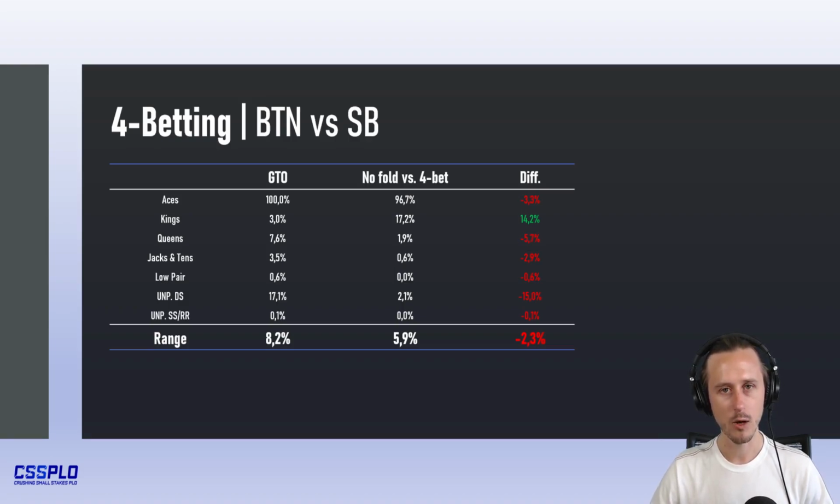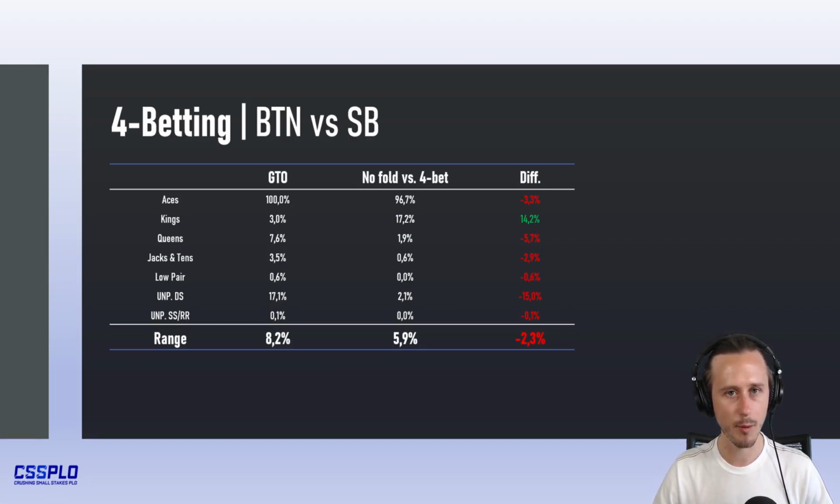However, how can we adjust this strategy when we know that your opponent never folds facing a 4-bet? This is what we can see in the third column, the no fold versus 4-bet column. We can see aces now dropping from 100% to 96.7%, which is a difference of minus 3.3%. We can see that kings suddenly increase in 4-bet frequency from 3% going to 17.2%. Queens dropping also from 7.6 to 1.9.